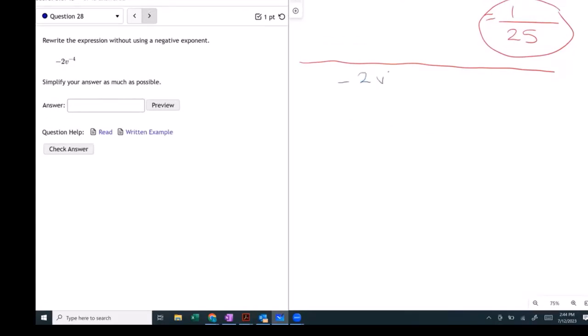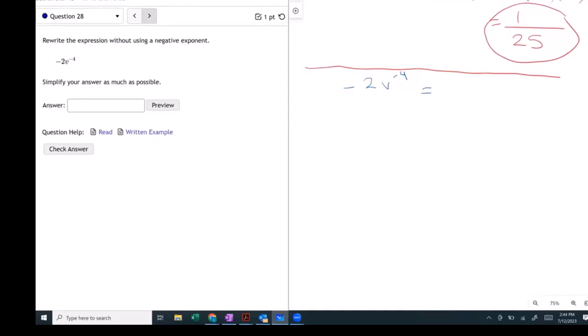v to the -4. Tell me how to rewrite this. Okay. Draw the line. The -4 is close to the v. Yes. Let's look at each piece separately. Let's say I have -1 times 2 times v to the -4, because that's really what I have.